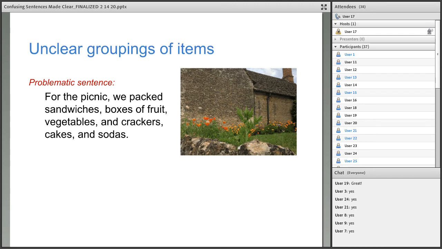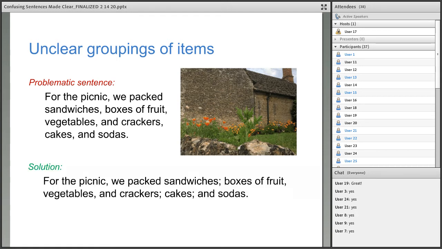In sentences with long, complex lists, semicolons or parentheses can be used to clarify what items belong together. For example, with semicolons added to the original sentence, you can see that the words "boxes of" do indeed apply to the vegetables and crackers as well. Our new clarified sentence reads, "For the picnic, we packed sandwiches; boxes of fruit, vegetables, and crackers; cakes; and sodas."